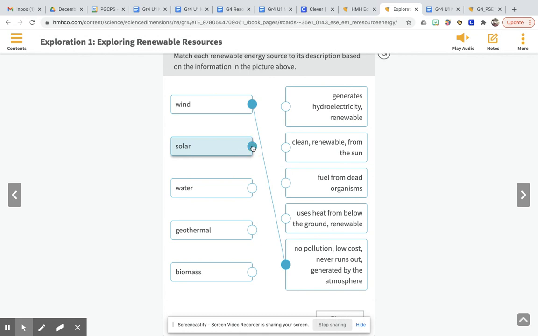Solar is clean, renewable, and from the sun. Water generates hydroelectricity and is renewable. That prefix hydro means water. Geothermal uses heat from below the ground. Geo, you think about earth, like geography. So we're talking about of the earth. And then biomass is fuel from the dead organisms. Great job, guys.